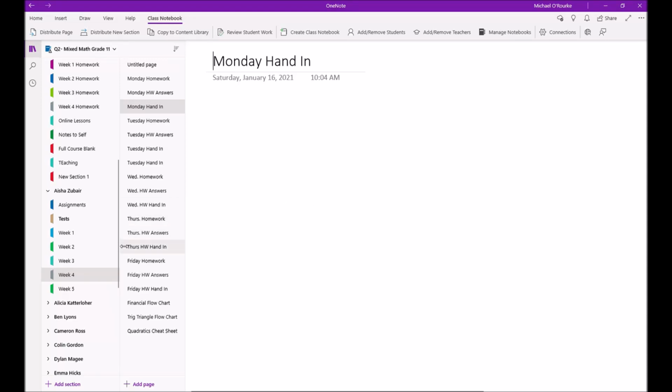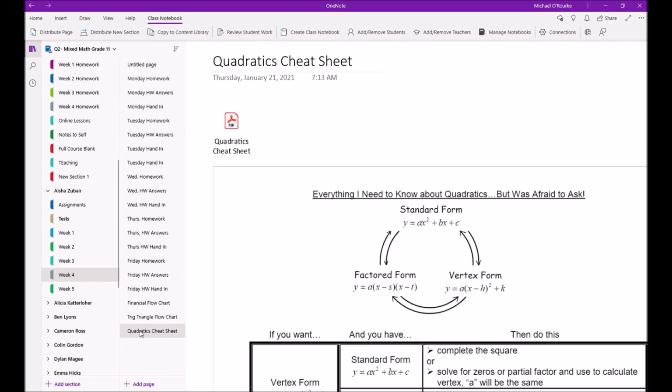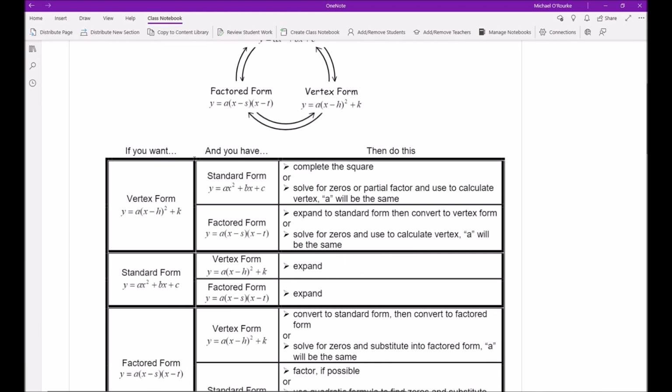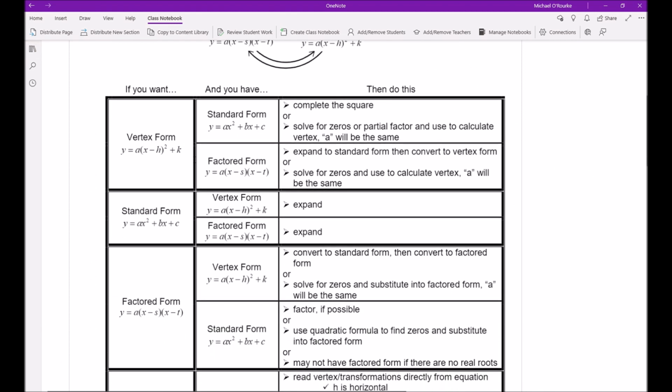So this morning I put in your folder a quadratics cheat sheet. So this has everything you need to know about quadratics. And now, with that being said, it tells you what to do. It doesn't tell you how to do it, because you should have learned that as we go.